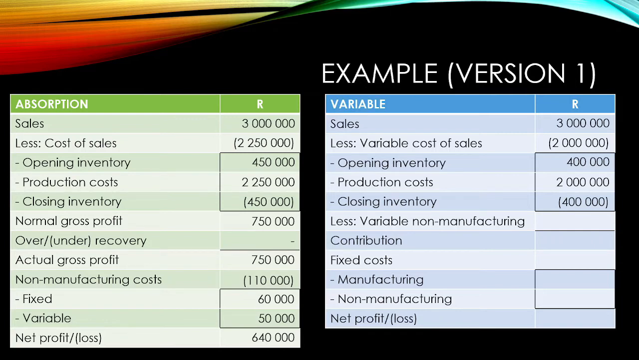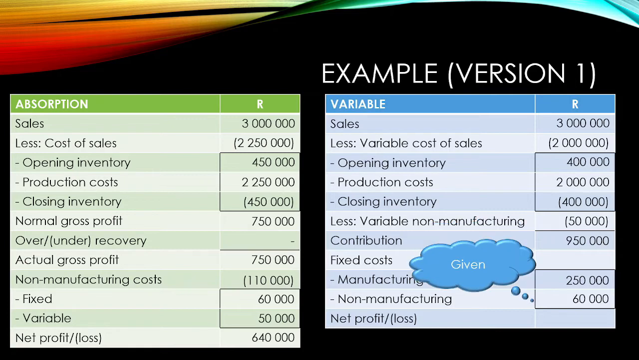We can then subtract our variable non-manufacturing costs, which is the 5 Rand per unit multiplied by the 10,000 units sold. Very importantly, the variable non-manufacturing costs are above the contribution line, but they do not form part of the production cost. We can then calculate our contribution and finish off by subtracting our fixed manufacturing and non-manufacturing costs, which are both given to us. We can then arrive at our net profit of 640,000 Rand.